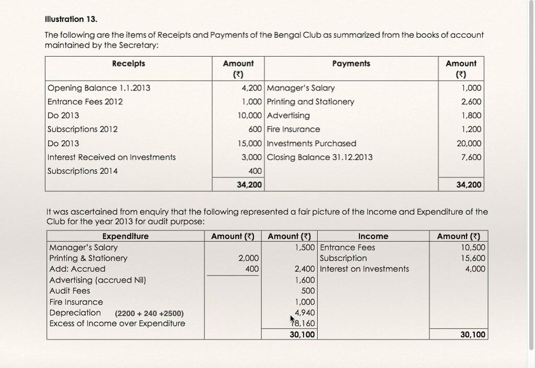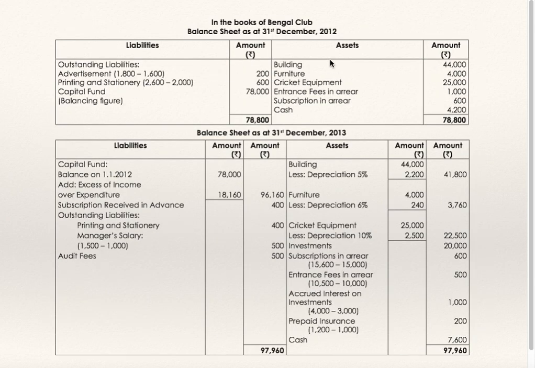In the opening balance sheet you will get the capital fund. In the closing balance sheet, to the opening capital fund you are supposed to add the surplus. Building, furniture, cricket equipment, outstanding entrance fees, outstanding subscription, cash on the asset side, take total. Outstanding advertisement, printing stationery on the liability side, difference is 78,000. This is the capital fund balancing figure which will get transferred to the closing balance sheet. Capital fund, add surplus, this is the closing capital fund.